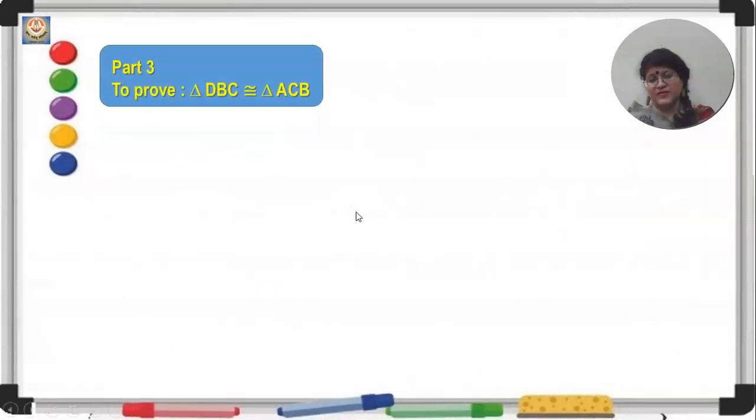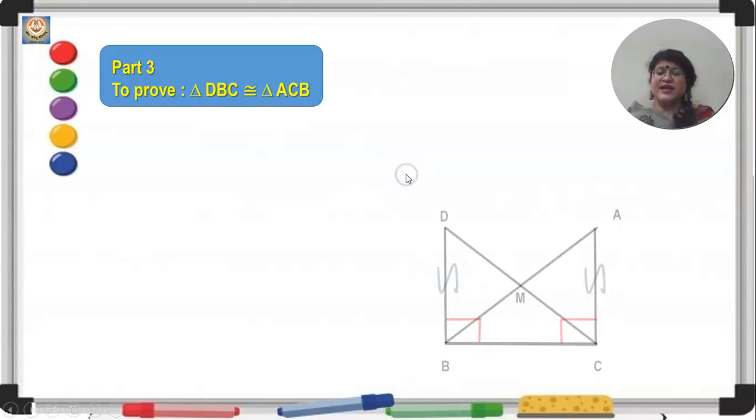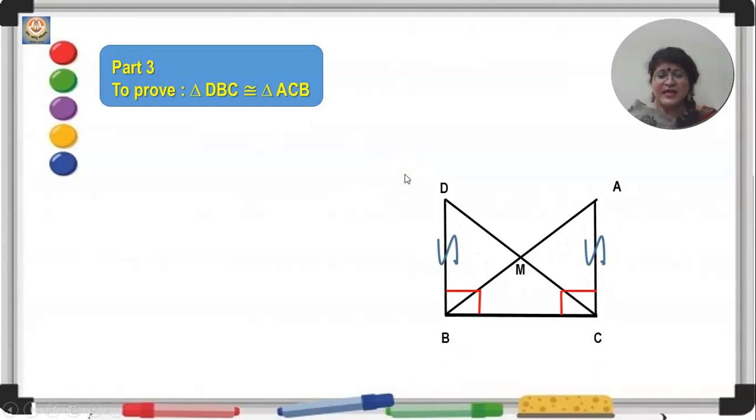Now this is the third part. In the third part, you have to prove triangle DBC is congruent to triangle ACB. So again, I have taken the triangle separately. Each time I take these parts, you don't have to draw it separately. I have kept this for better understanding, and on the basis of this, I have drawn the diagram, so that it is clear when I explain.